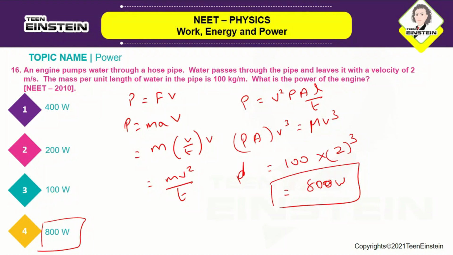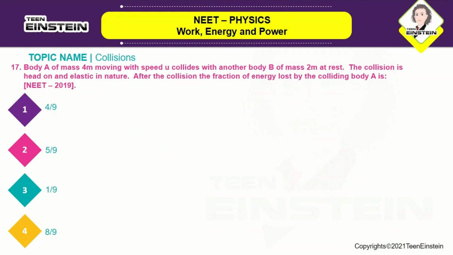Okay, so we will move on with the next question. A body A of mass 4m moving with a speed u collides with another body B of mass 2m at rest. The collision is head on and elastic in nature. After the collision, the fraction of energy lost by the colliding body A is. So here they are asking for the fractional loss of the kinetic energy of the colliding body.